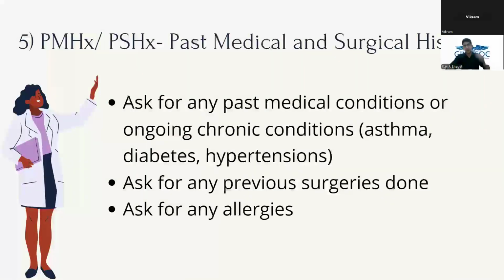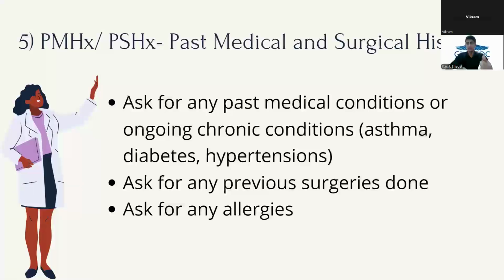At this point, I would say 50% of your history is done. Now you just have to ask certain questions with respect to their past, their family history, their social history, and you're basically done. So, past medical and surgical history. Ask for any past medical conditions, especially chronic conditions like asthma, diabetes, hypertension. It is very, very important because your therapy can change.